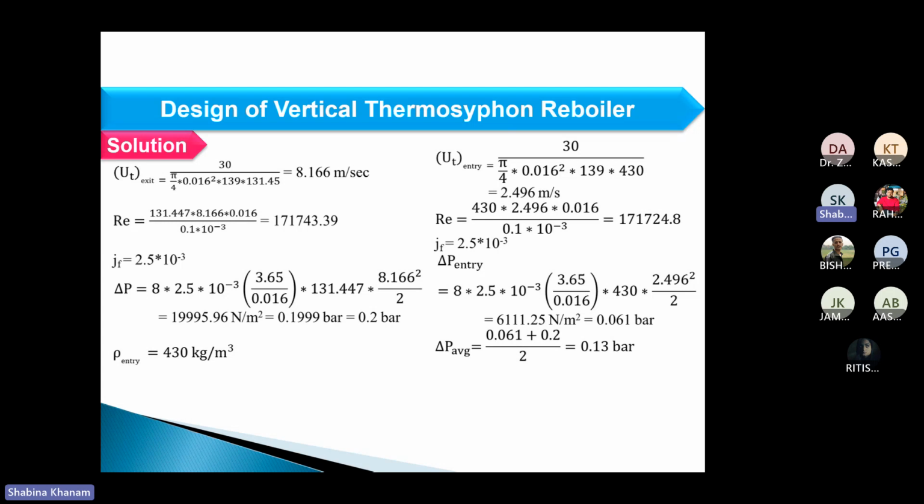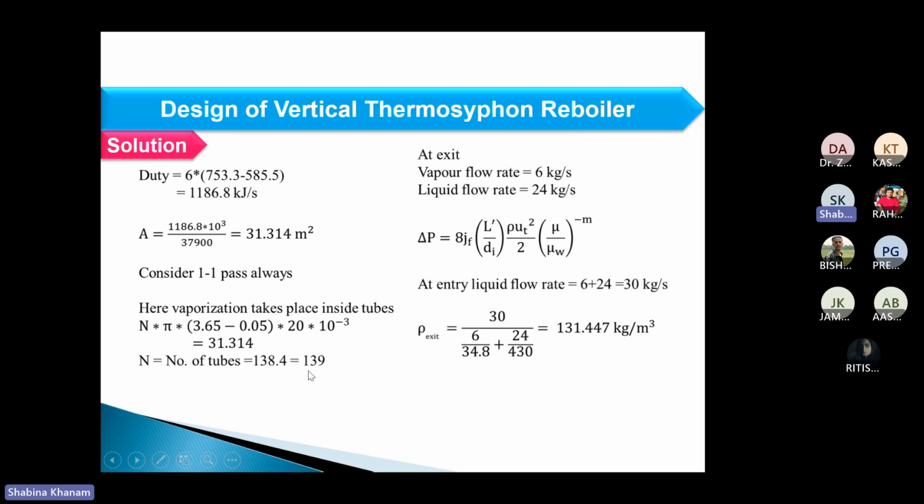And how will we reduce the velocity? When the total mass flow rate is distributed over more tubes than 139. I hope you are getting my point. 139 is the total number of tubes, right?